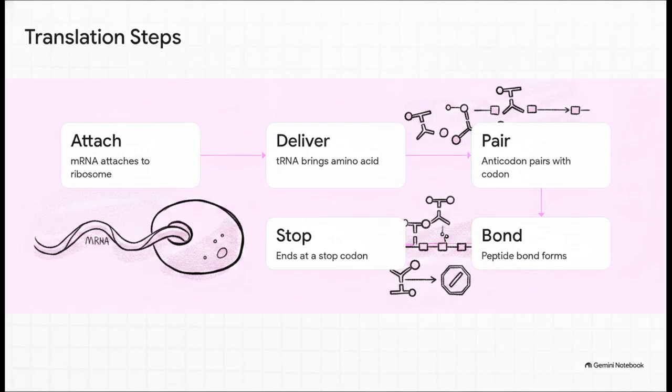As the ribosome chugs along the mRNA, the anticodon pairs with a complementary triplet on the mRNA called a codon. When two tRNA molecules line up side by side, a peptide bond forms between their amino acids. This whole process just keeps going until the ribosome hits a designated stop codon.